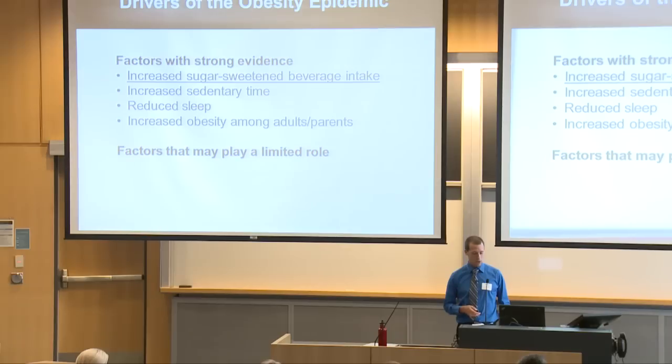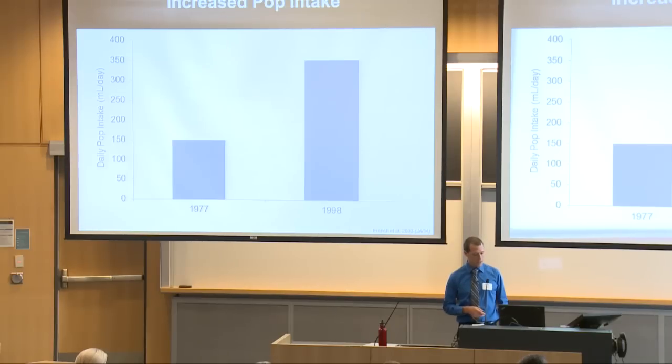So I'm going to begin with sugar-sweetened beverage intake. So sugar-sweetened beverages are pop, energy drinks, things like Fruitopia, so anything that's sweetened with extra sugar. And this is data from the US, but I think it's safe to assume it's fairly similar to Canada. So in 1977, the average American kid consumed about a third of a can a day, so about 150 milliliters a day, so somewhere between a third and a half a can of pop a day.